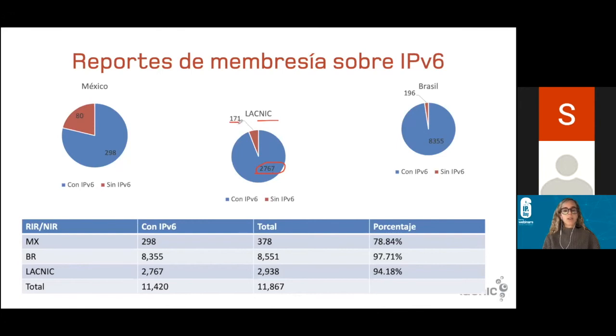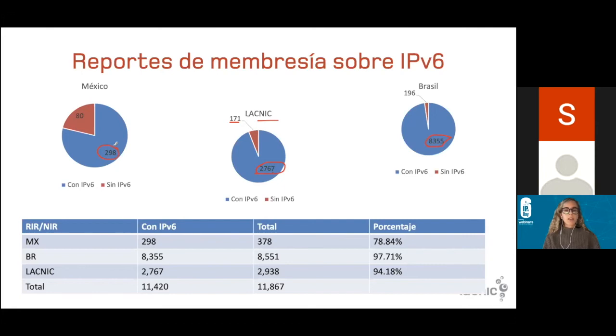2,700 organizations with IPv6 and only 2,767 who have IPv6 and 171 don't. And in Brazil, 8,355 have IPv6 and 196 don't. And in Mexico, 298 organizations have IPv6 that accounts for 78%.